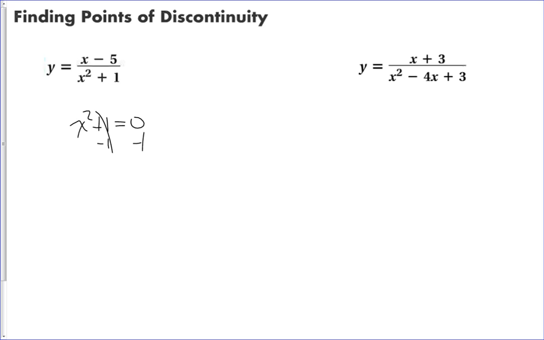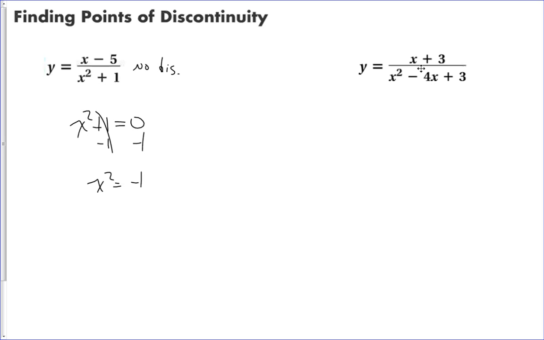Minus 1, x squared equals -1. Are there any real numbers that we can square and get a -1? No. So which means this has no discontinuities. Okay? I'm going to put no DIS. No discontinuities. Because you can't get this denominator equal to 0. So since you cannot get the denominator equal to 0, you don't have any discontinuities.